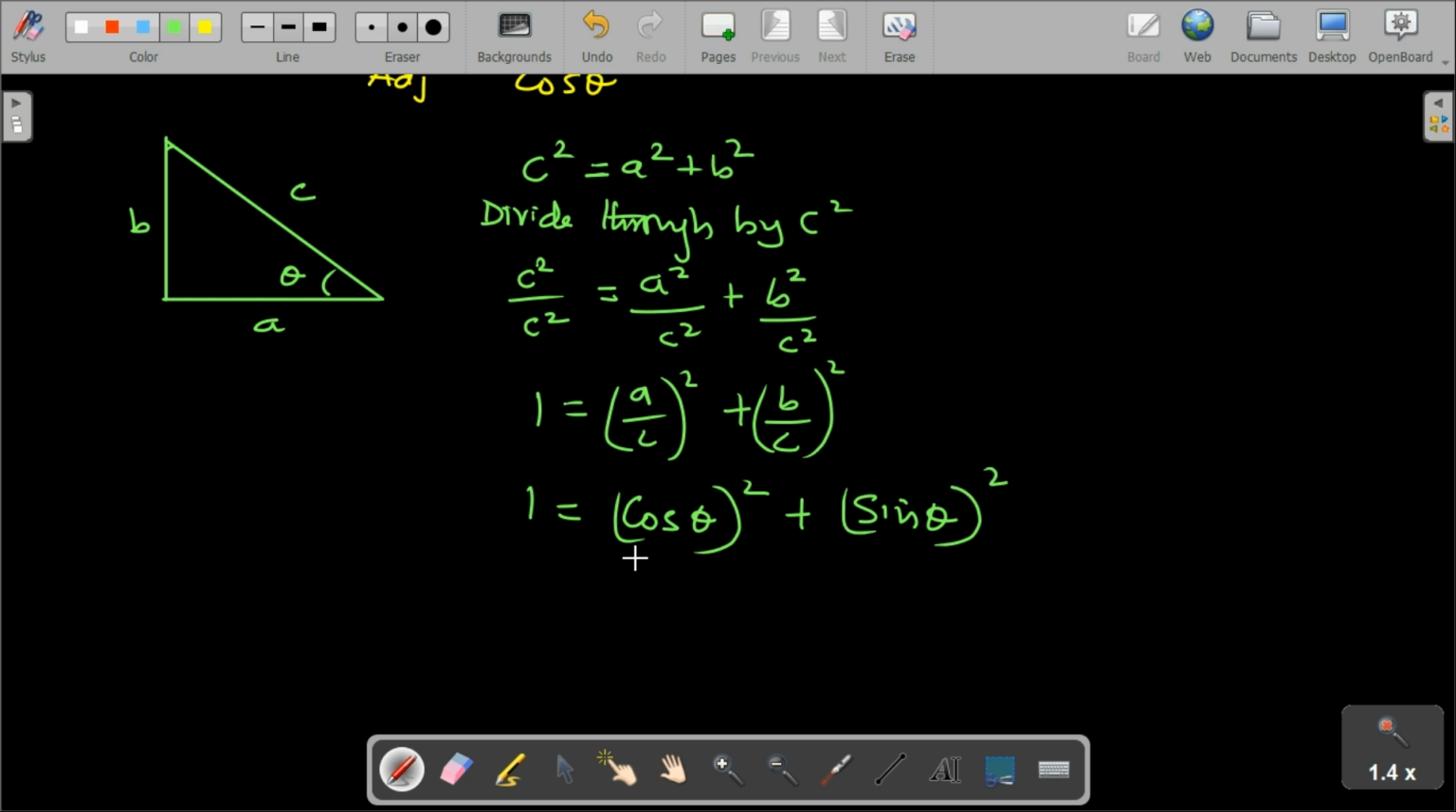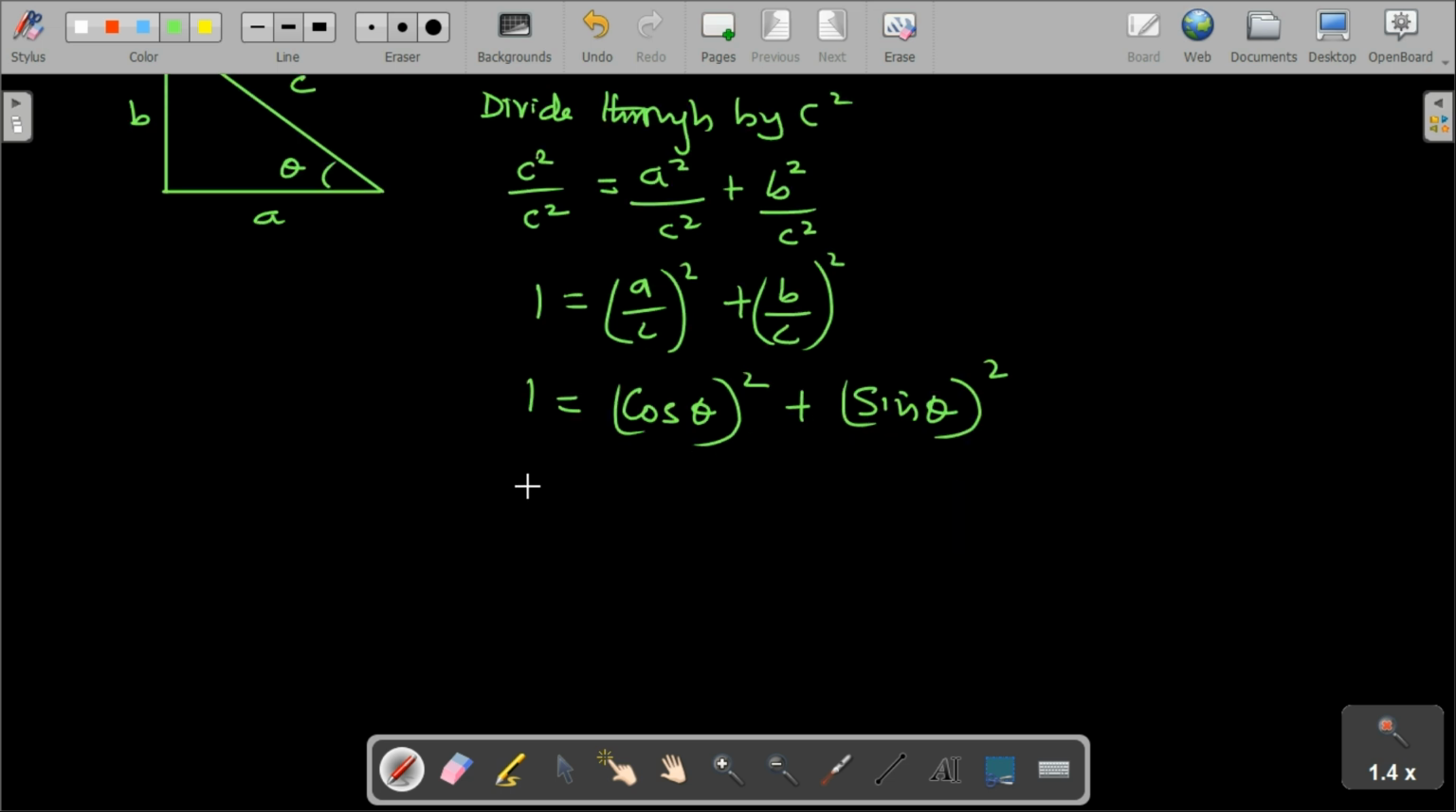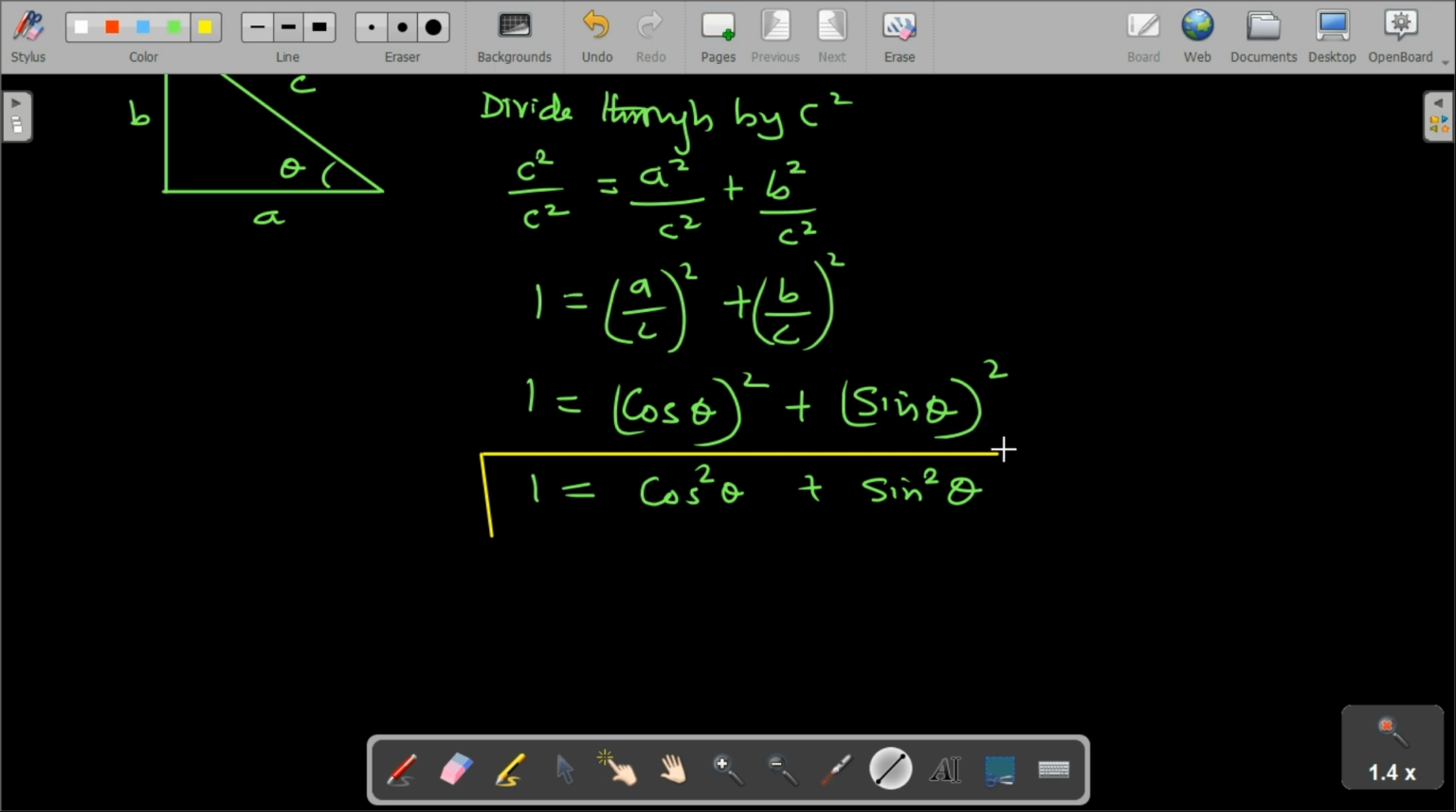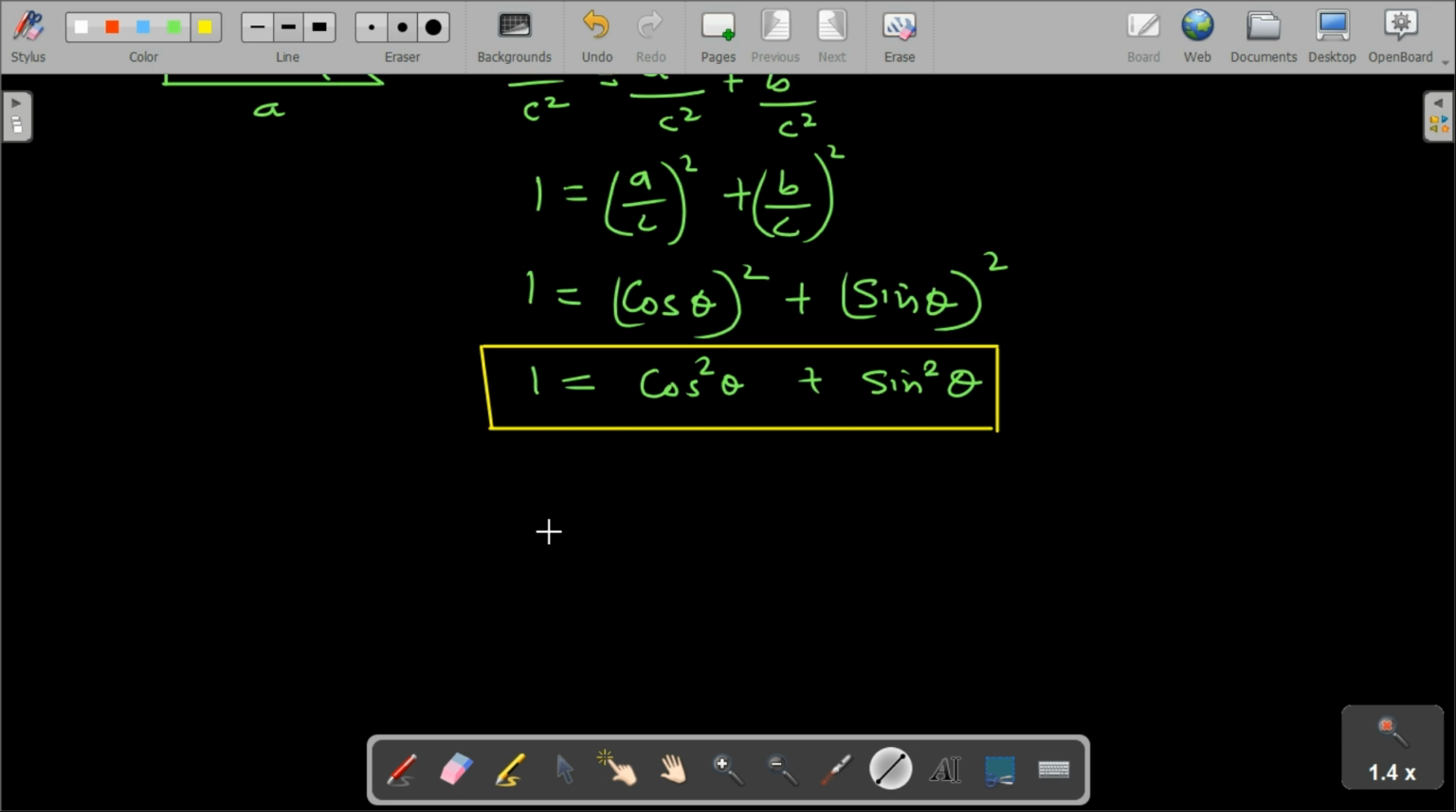all squared. Cos theta all squared is also written as cos square theta, while sin theta all squared is also written as what? Sin square theta. Meaning we are not squaring theta, we are squaring the value of cos theta and the value of sin theta respectively. So this is one of the trigonometric identities that you must always remember. It's very handy, especially when dealing with simplification of trigonometric expressions.